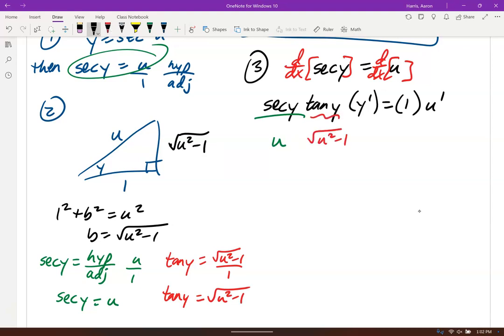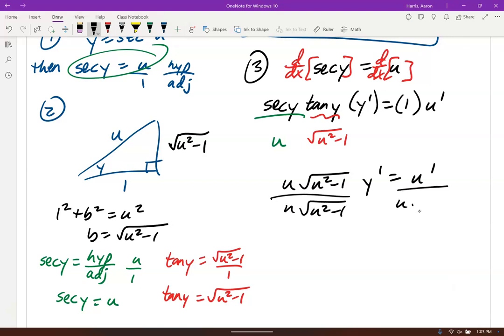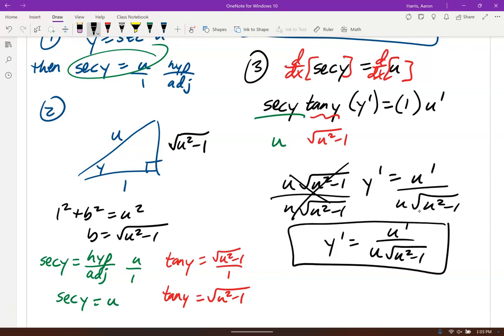So what do we have by substitution? I have u, square root of u squared minus 1. There's my secant y, tangent y, y prime equals u prime. I'm solving for y prime, so I'm going to divide both sides by u, square root of u squared minus 1. So the derivative of the arc secant is 1 over u, square root of u squared minus 1 times chain rule u prime.